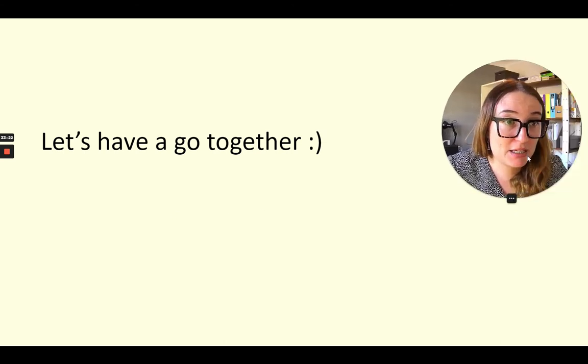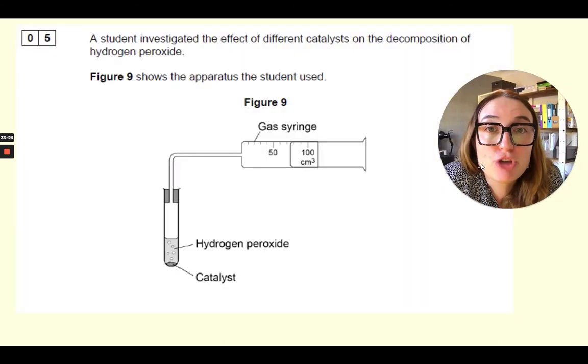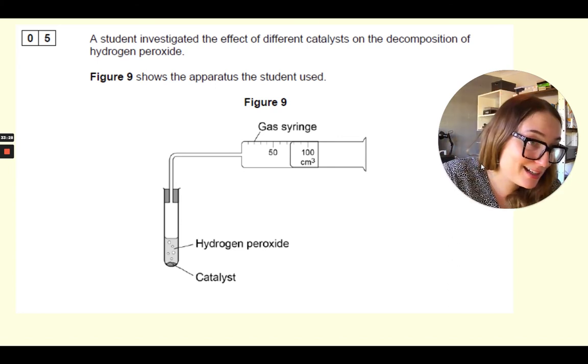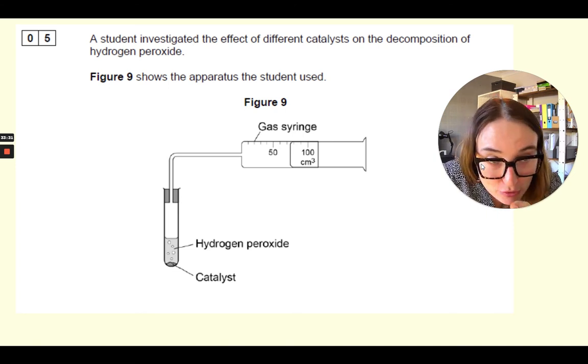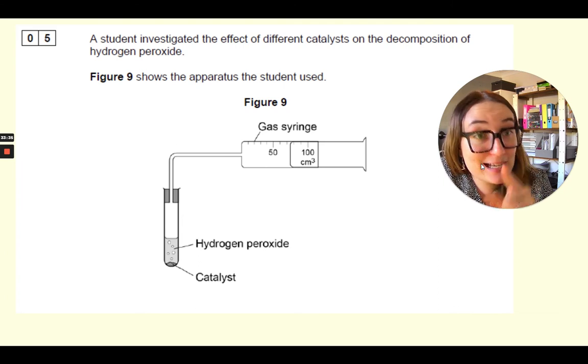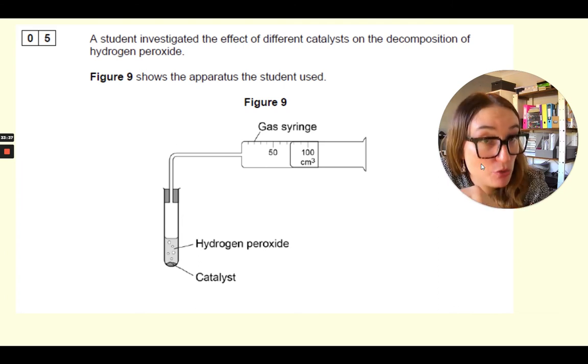So I'll make this up a bit bigger. There we go. Okay, so let's look at this question here. Now, first of all, we see a diagram. Excellent. And this is a diagram where they're measuring how much gas is being produced, and you should be able to work that out because you can see a gas syringe, and that gas syringe I showed you earlier.